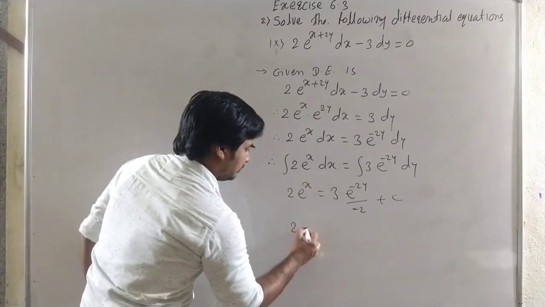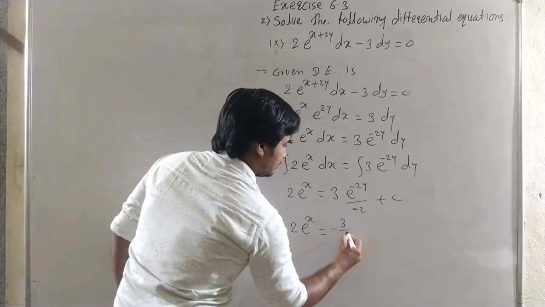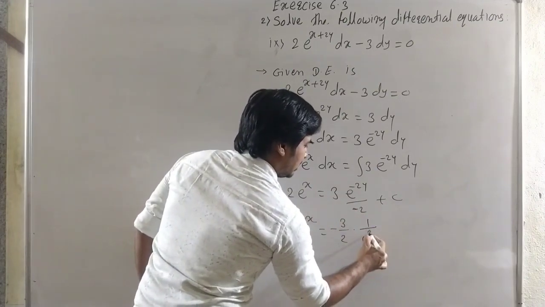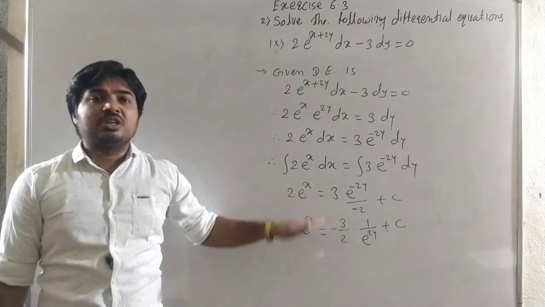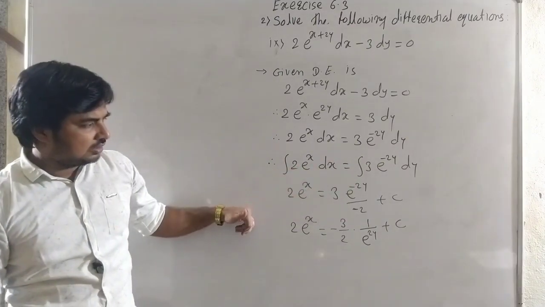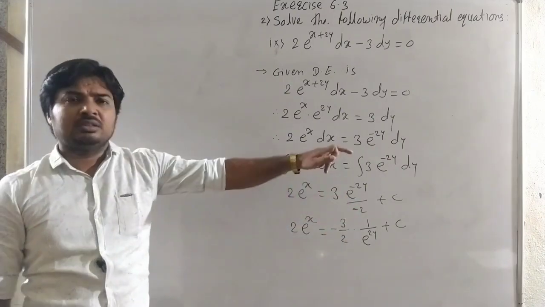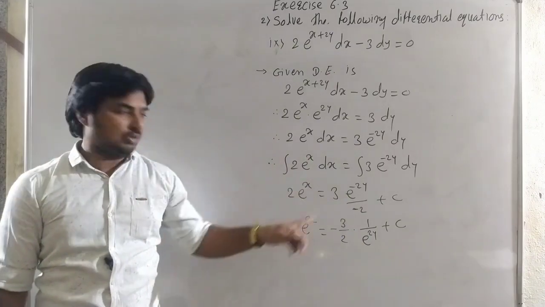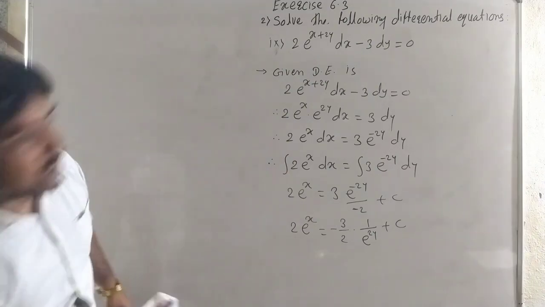So here we can write, take the calculator, e raised to x is equal to minus 3 by 2 into 1 upon e raised to 2y plus c. Here is the general solution of the differential equation, or we can take this minus 3 by 2 into 1 upon e raised to 2y to the LHS, and then take the right as the last answer. This is also the general solution of the differential equation. Now we take the last example.